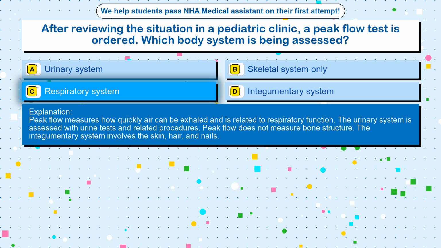The urinary system is assessed with urine tests and related procedures. Peak flow does not measure bone structure. The integumentary system involves the skin, hair, and nails.